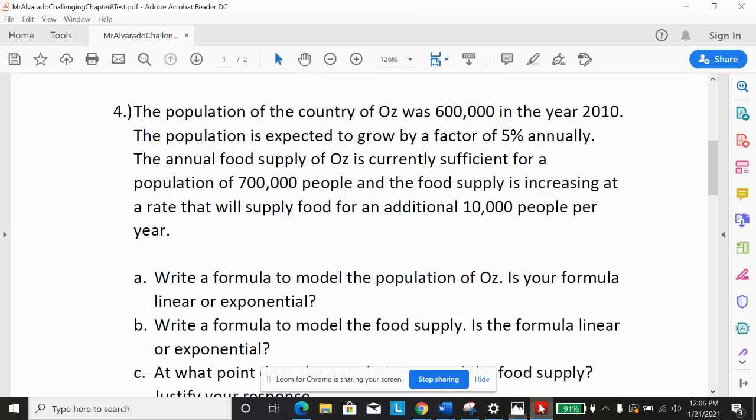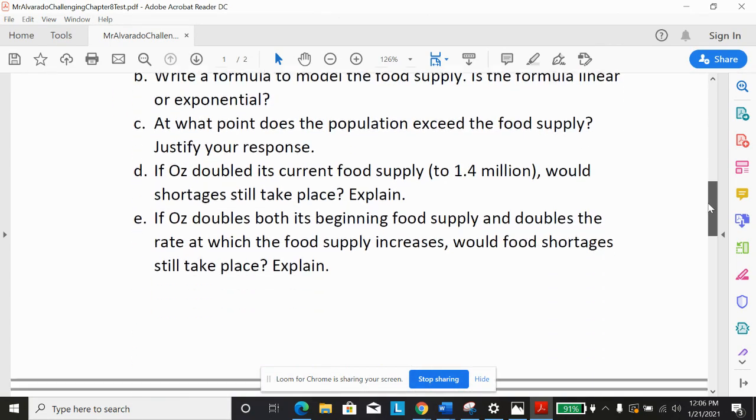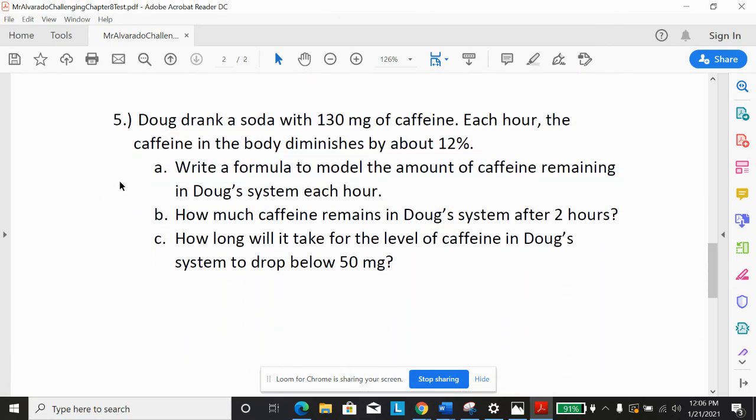And then the last thing I wanted to point out was you did a really nice job with number 5. I was just interested in how you figured out that C was 8 hours. I think that's right, but I'm just interested in how you figured that out.